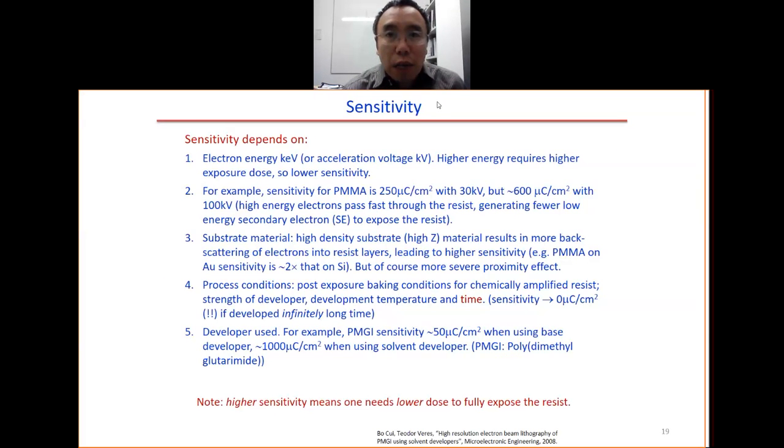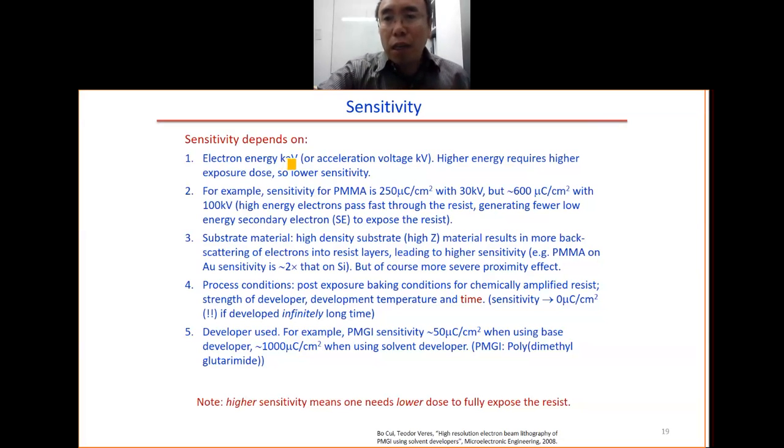So now let's look at the sensitivity. Obviously, the sensitivity is a property of the resist, but it is not only the property of the resist. Other experimental parameters will also affect the sensitivity. The first one is the electron energy. We have seen this one before. Higher energy, you need more dose.